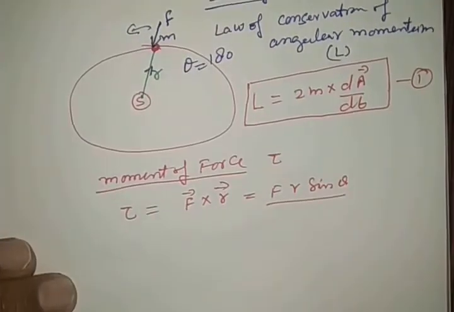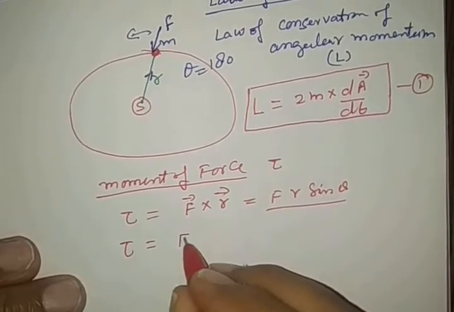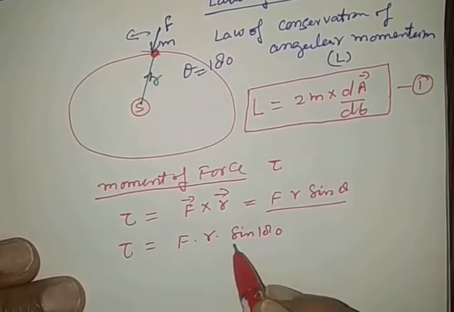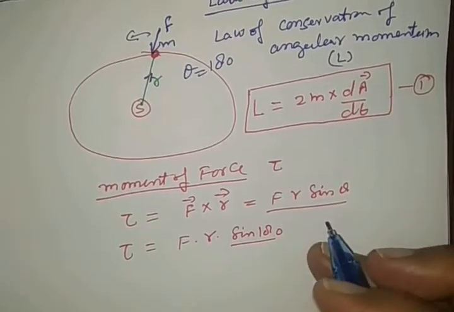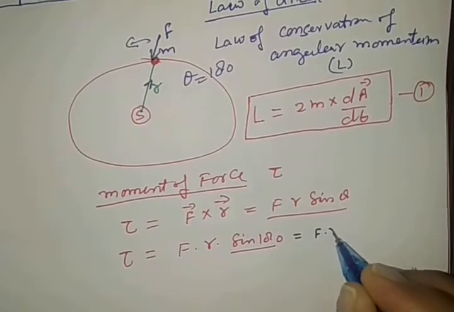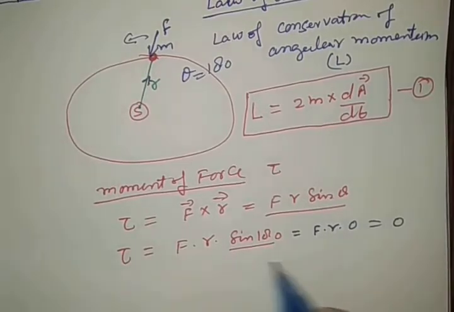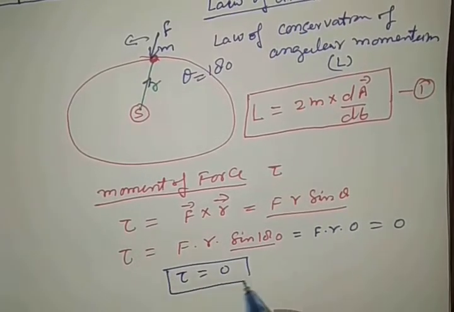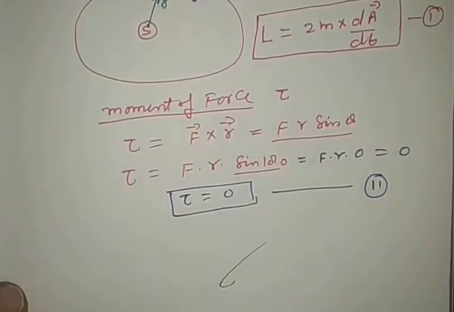So in this case, one may write the required torque is equal to F r sin 180. Since we know that sin 180 is 0, by putting these values we may write F into r into 0 is equal to 0. So this is the torque, and since the torque is 0, it is represented by equation number 2 in this case.